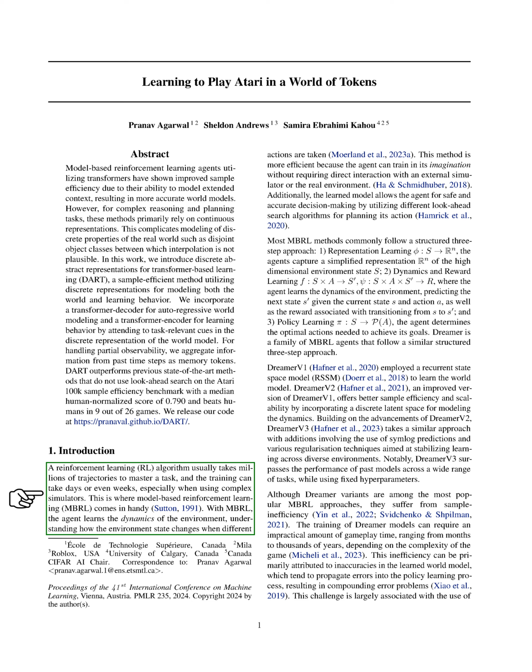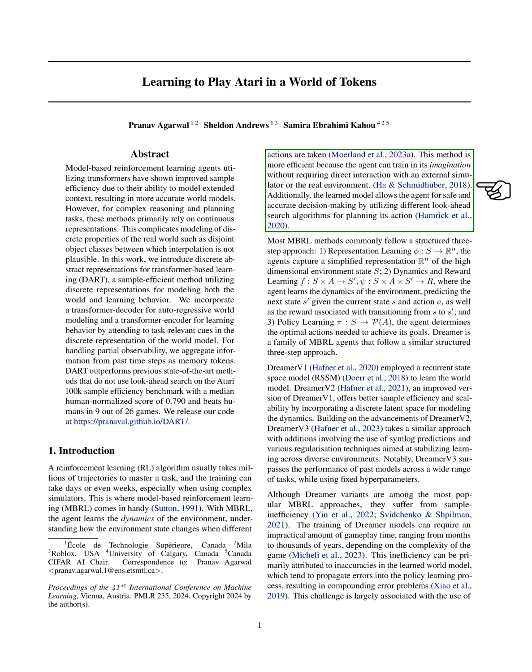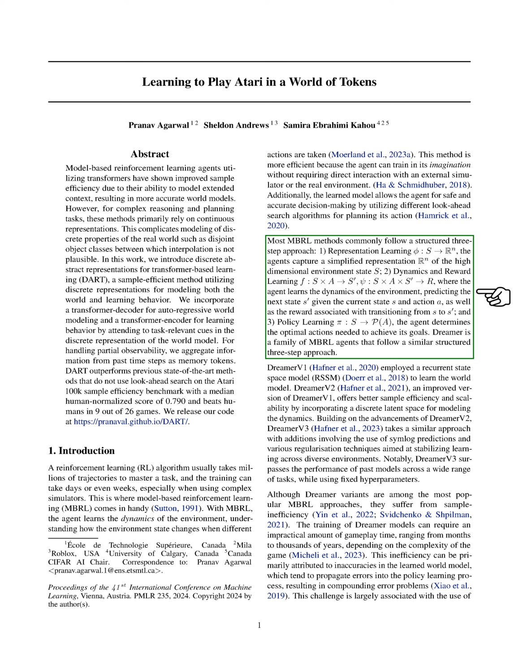This method is more efficient because the agent can train in its mind without needing direct interaction with a simulator or the real environment. Moreover, the learned model enables the agent to make safe and accurate decisions by using different planning algorithms to decide its actions. Most MBRL methods follow a structured three-step approach.